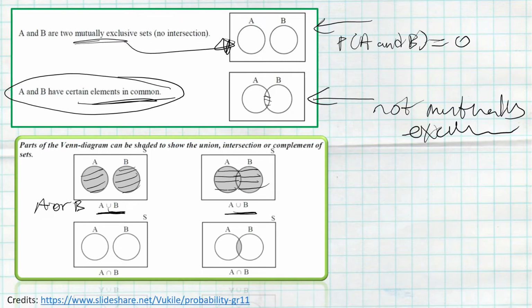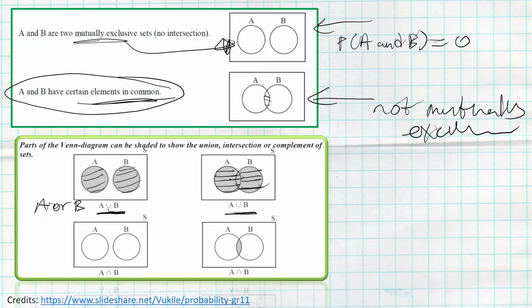Without repeating, obviously. When you shade A first, you shade everything in A, including the intersection. Then when you say or B, we include everything of B, right? Without repeating that outcome in the intersection, because it's already shaded when we say A. Say A or B. So that's how we can actually represent the outcomes there.